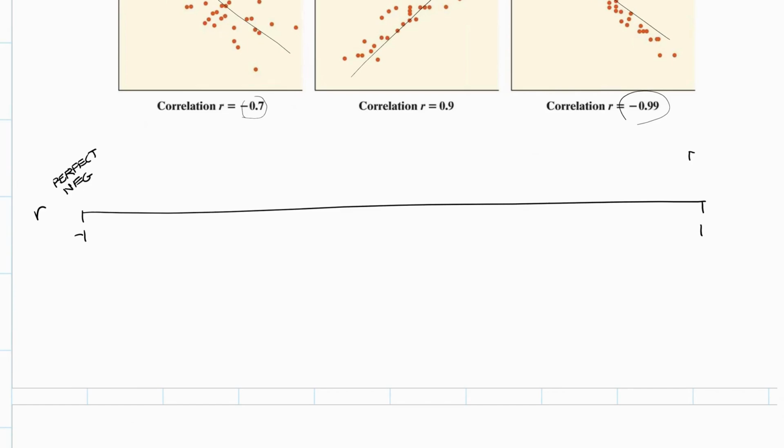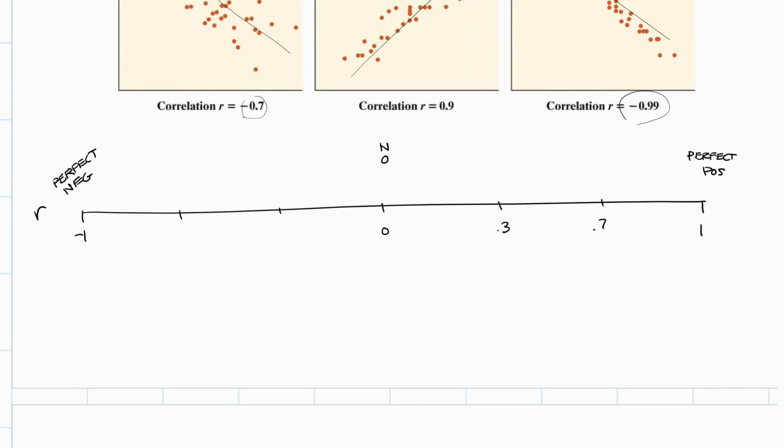Whereas if you're down here, +1, you have a perfect positive relationship. Now, smack dab in the middle is 0, where we say that there is no relationship. We're going to split these two sides into thirds, and I'm going to put 0.7 and 0.3, and these are just my numbers that I use roughly.